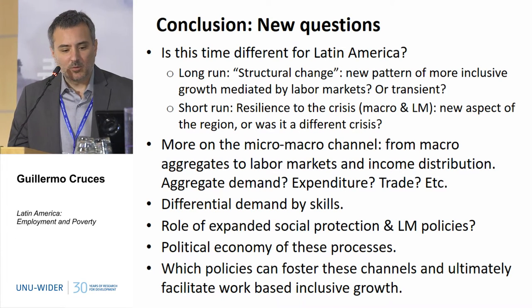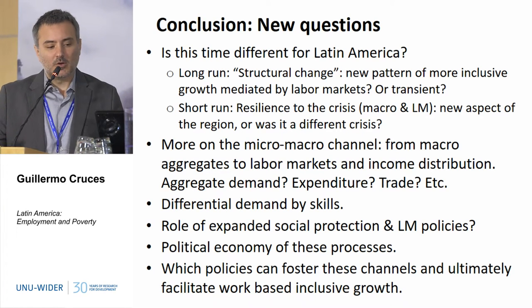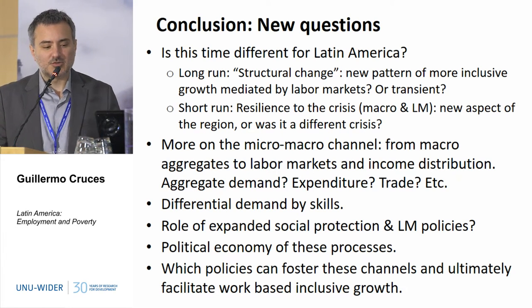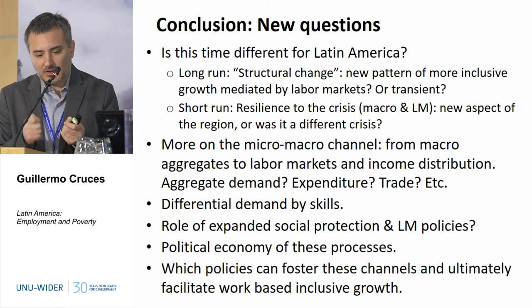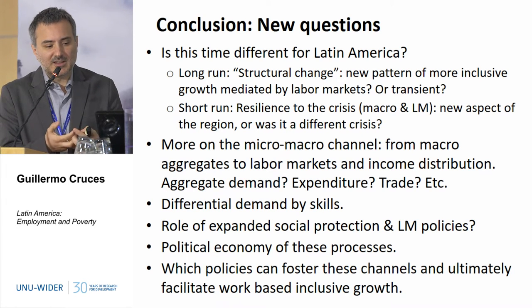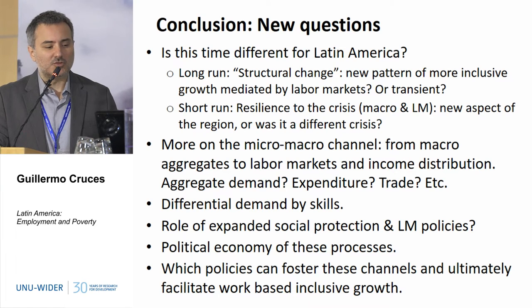So Augusto de la Torre was mentioning aggregate demand and expenditure as one of the main factors. Certainly, the conclusion from other work showed that trade, exports, terms of trade, and the eruption of China and Asia as trading partners for the region were very important. But we need to know more about these linkages, and this is certainly something that has to be done on a country basis. There is some work on differential demand by skill levels. Definitely, and we only mentioned this briefly, but this played a huge role over the whole period, but also attenuating the effects of the Great Recession.